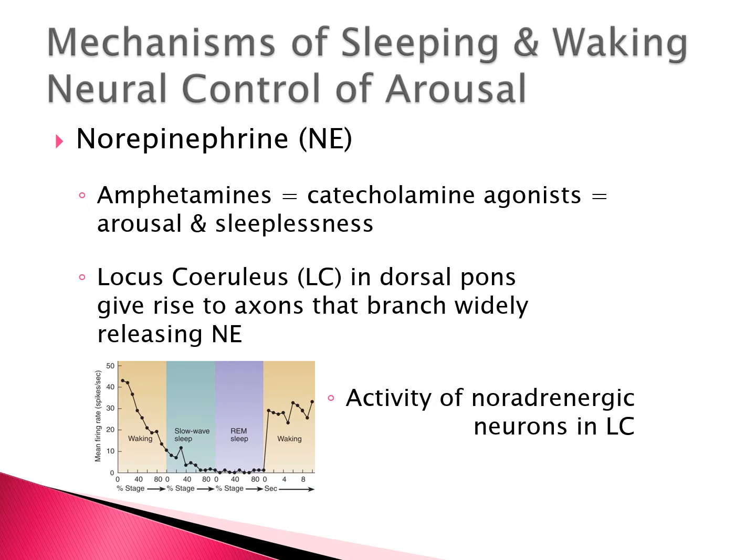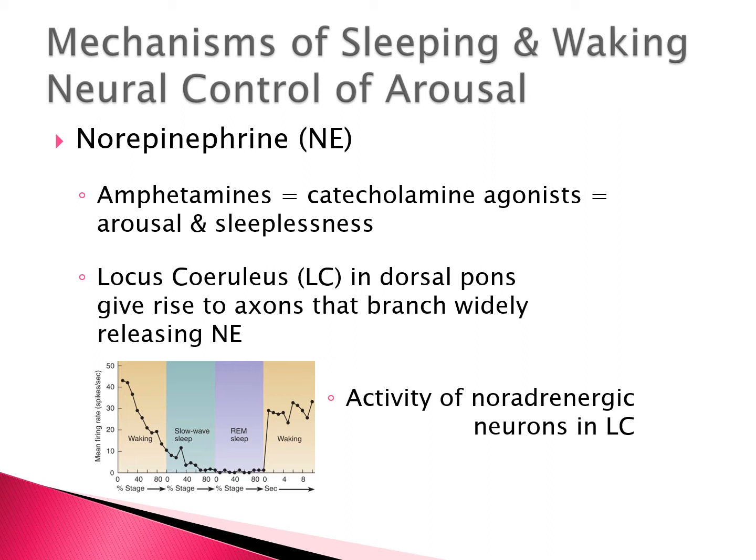Norepinephrine is another neurotransmitter that really controls or influences our arousal. When we wake up in the morning, we see a lot of release of norepinephrine, or as this is saying, activity of noradrenergic neurons in the locus coeruleus. If you remember, norepinephrine is sometimes called noradrenaline. So these are noradrenergic neurons, the neurons that are producing the norepinephrine in the locus coeruleus.